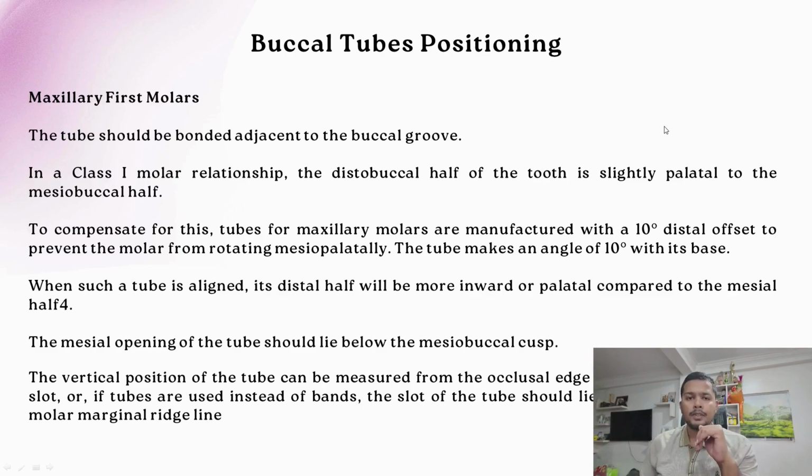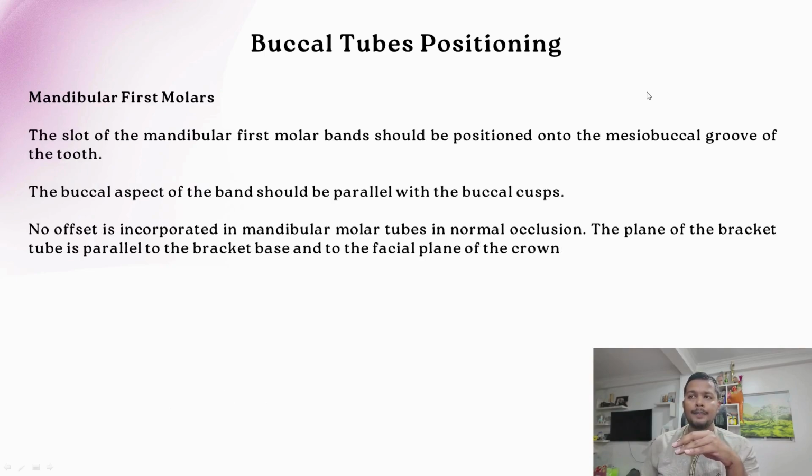The mesial opening of the tube should lie below the mesiobuccal cusp. This is a very important point in this slide. The mesial opening of the tube, the orifice of the buccal tube, should lie below the mesiobuccal cusps. The vertical position of the tube can be measured from the occlusal edge of the molar band to its slot, or if tubes are used instead of bands, the slot of the tube should lie 2 to 2.5 mm below the molar marginal ridge line. So, how about the mandibular first molar?